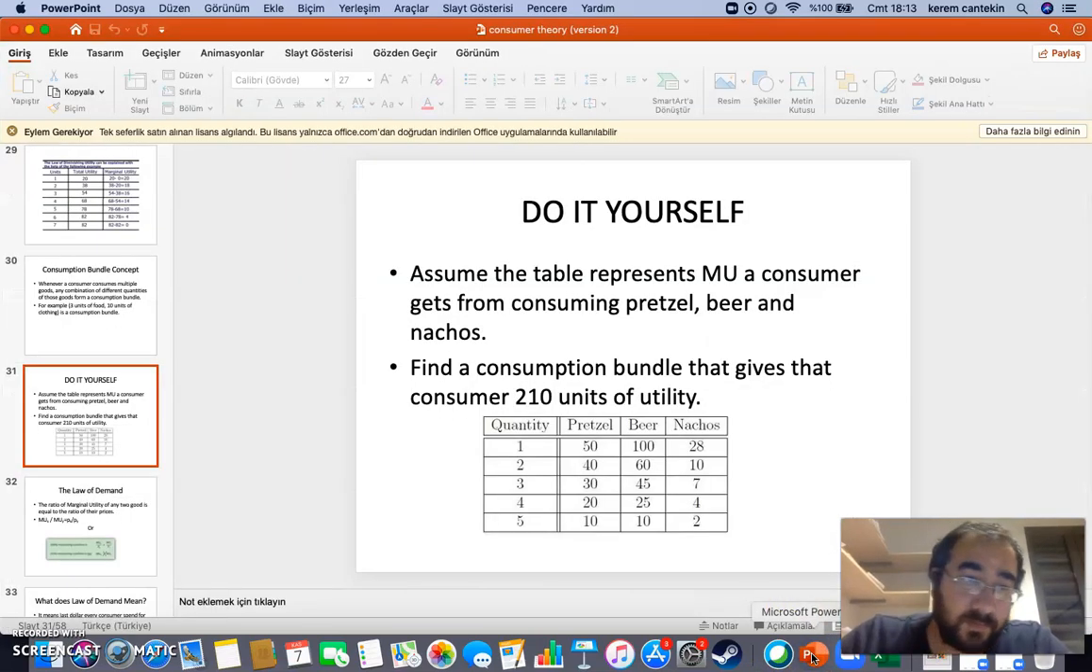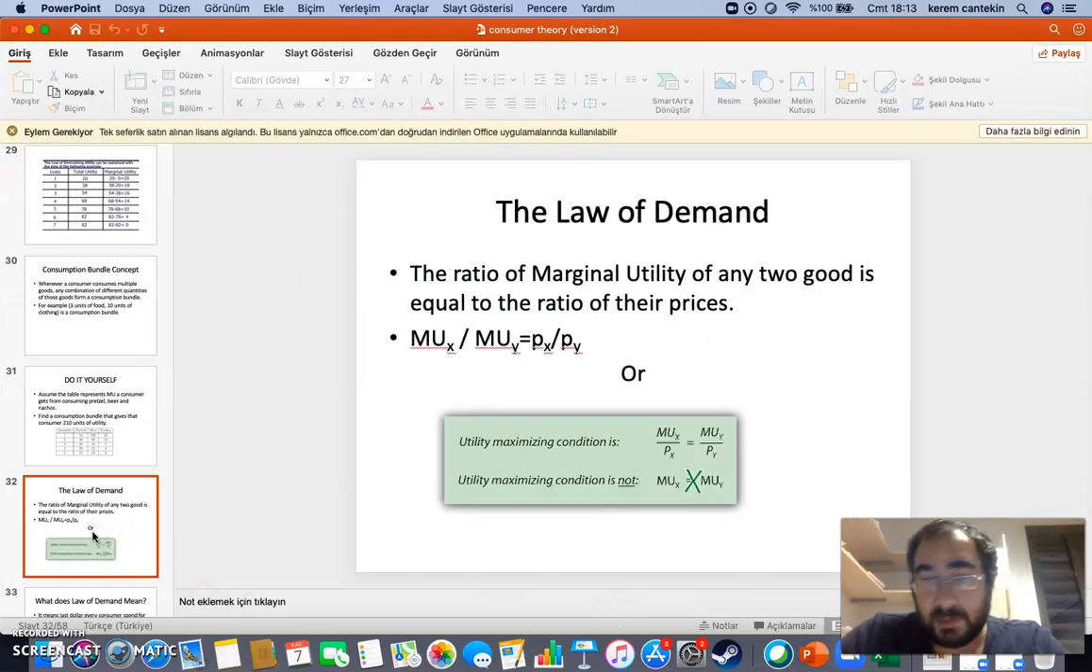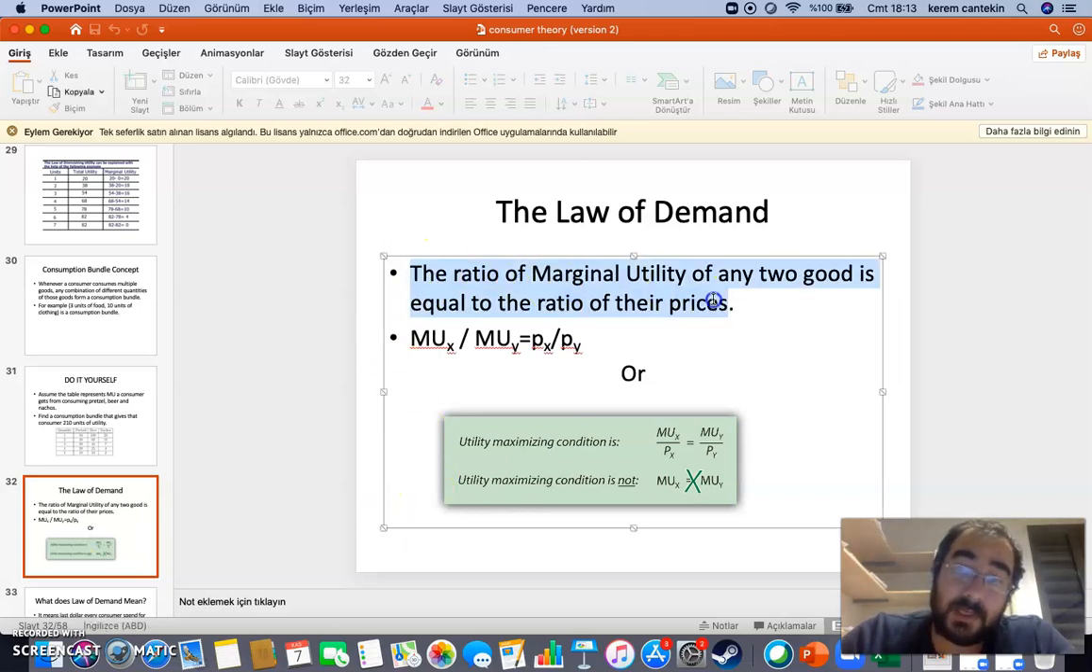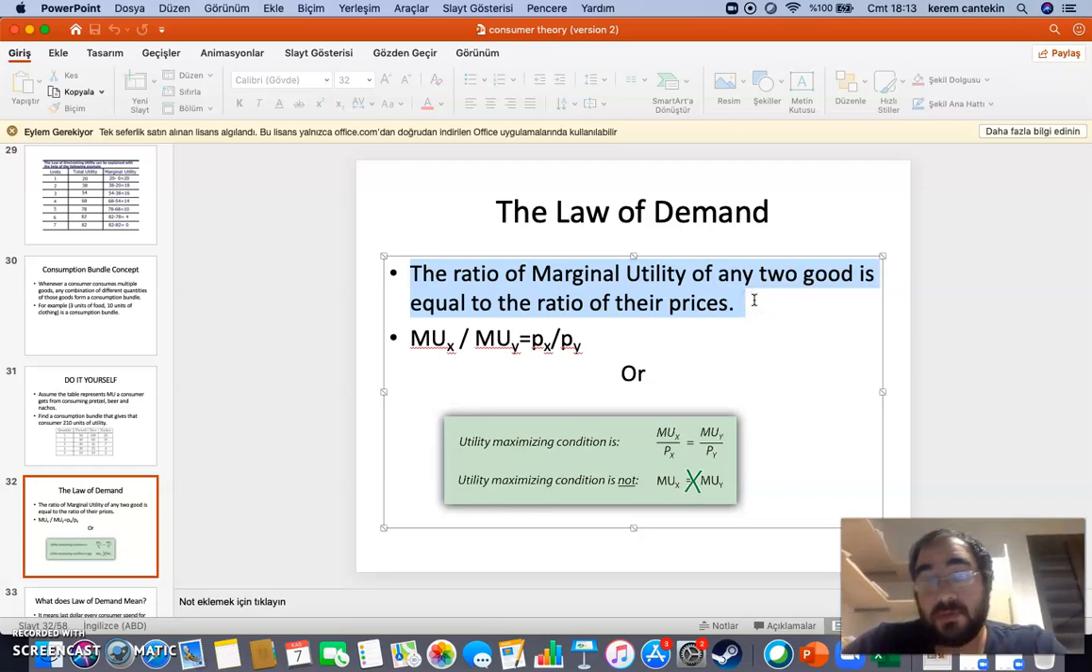Let's continue. Now, the law of demand. This is the most important point of this lecture, the most important law. It is considered a defining law of consumer theory. It says the ratio of the marginal utilities of any two goods is equal to the ratio of the prices of those goods.